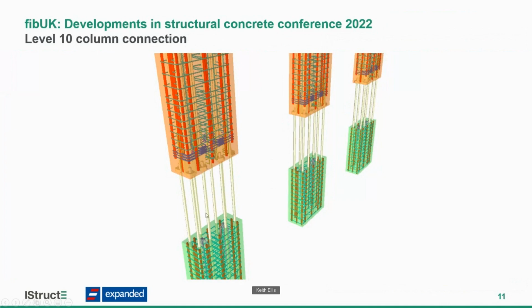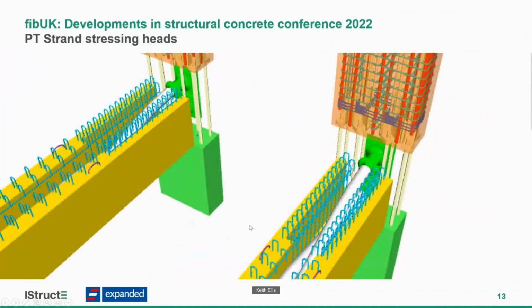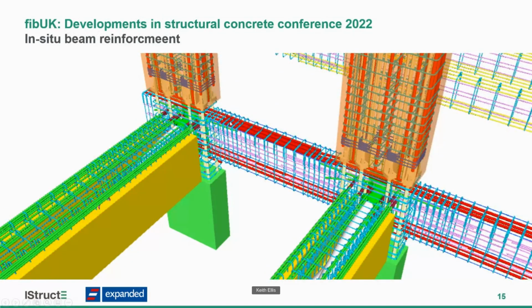So at level 10, there's this great big void through here. That was made up with these precast shell beams. So you drop them in, then you put the anchors in with the stressing heads beneath the columns. Then we've got our in situ geometry, which we've modelled, and we model that to give our reinforcement detailers the form that they need, their constraints basically, when they're detailing in situ reinforcement. So they model their in situ reinforcement that goes in through there.